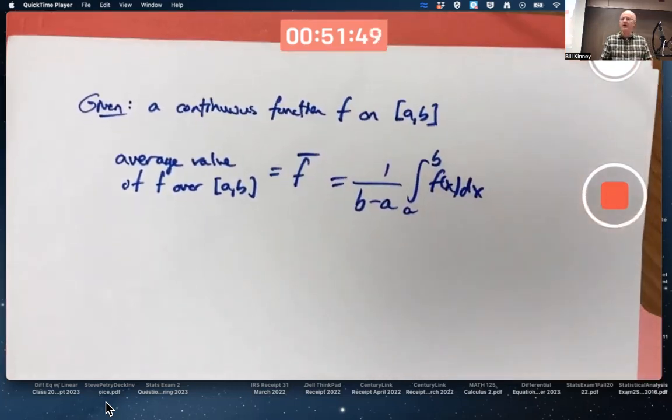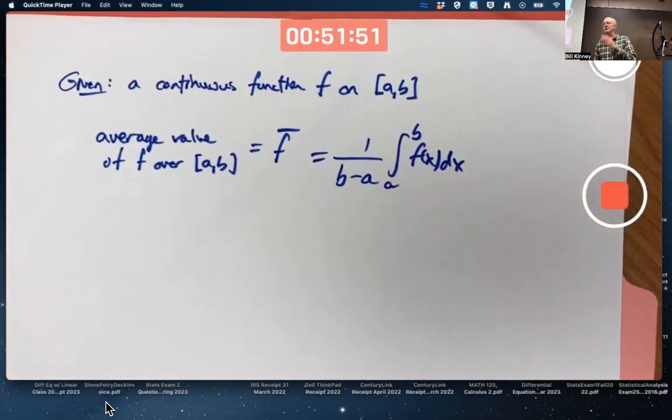And by the way, when the function is continuous, you can prove the integral does exist. It makes sense. There are some really weird discontinuous functions where integrals can't be defined. They're really, really weird. But we don't typically deal with really, really weird functions in this class.